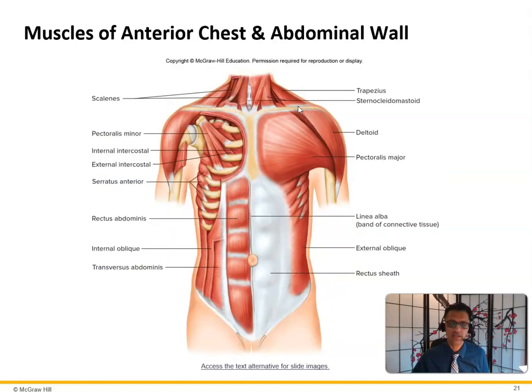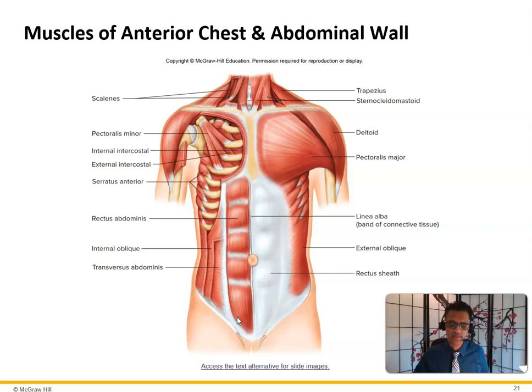If you look at the front, you've got the sternocleidomastoid, you've got the scalenes, here's the deltoid, here's the pectoralis major, pectoralis minor. Okay, you've got internal intercostals, external intercostals. These are responsible for breathing. You've got pectoralis major. Here's the linea alba here.